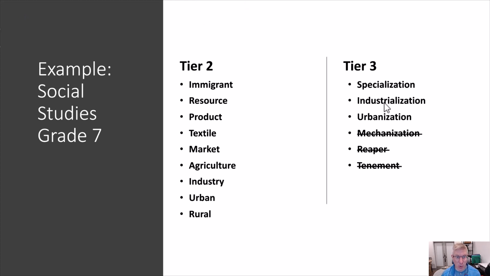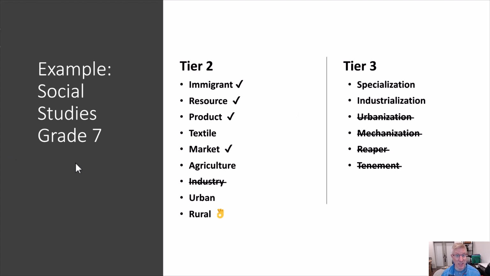I notice also a lot of overlap between other tier 3 words and those in tier 2. So I'm going to give a pre-assessment. And this pre-assessment is going to help me identify which words my students know and which words my students don't know. And I notice they know immigrant, resource, product, and market. Now I'm going to still focus on these words, but I won't necessarily teach them as intensively.